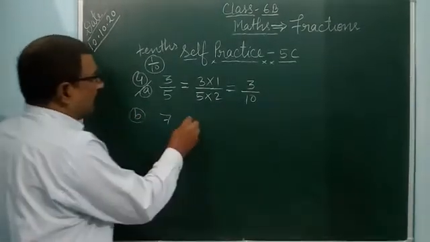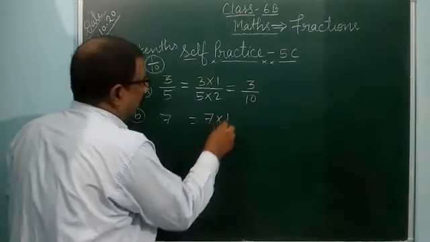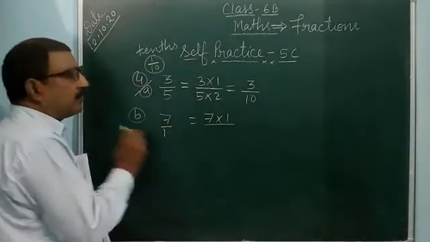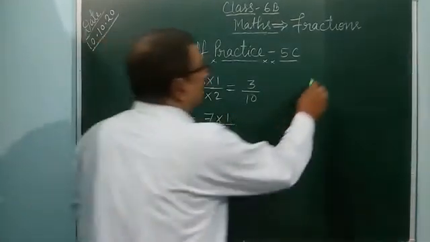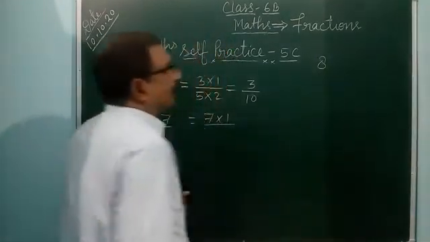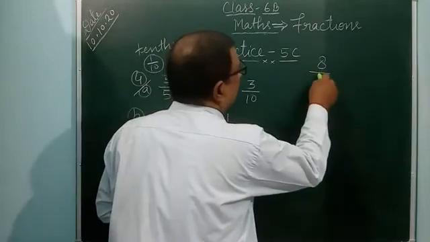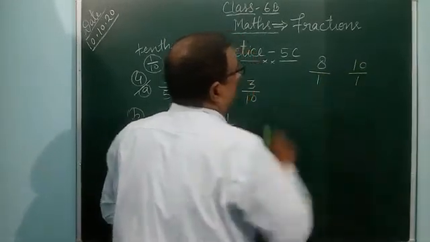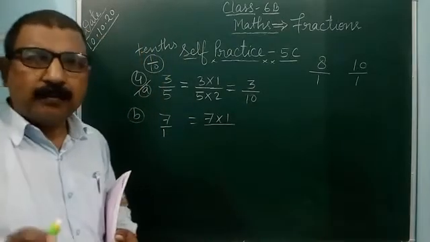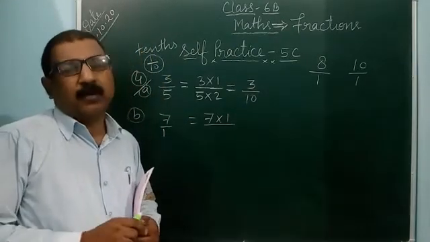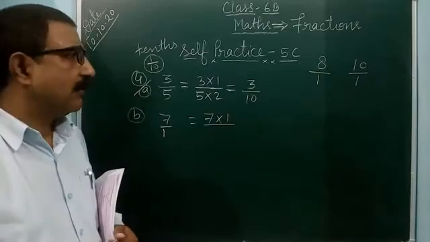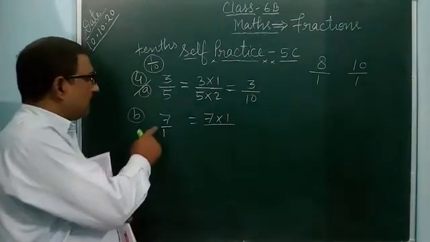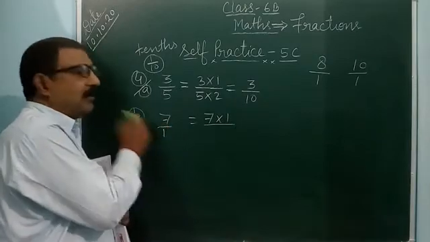For B, you can see 7 is given. It means 7 can be written as 7 by 1. If you are writing any number like 8, it is also read as 8 by 1. If you are writing 10, it can also be read as 10 by 1. So upon 1, it is always hidden with any whole number. 8 is a whole number, so you can write 8 by 1. 10 is a whole number also, you can write 10 by 1. 7 is also a whole number, so you can write 7 by 1.